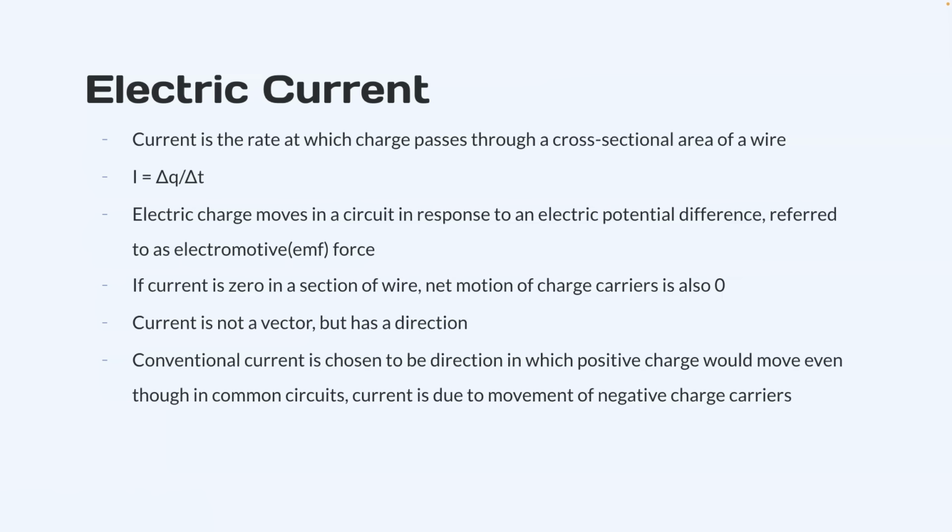Also note that current is not a vector, but it has direction. In circuits, we choose conventional current to be the direction in which positive charge would move, even though in real life circuits, current is always due to the movement of negative charge carriers.